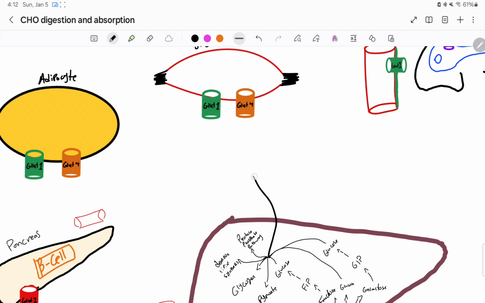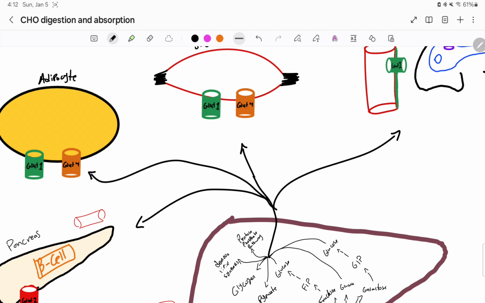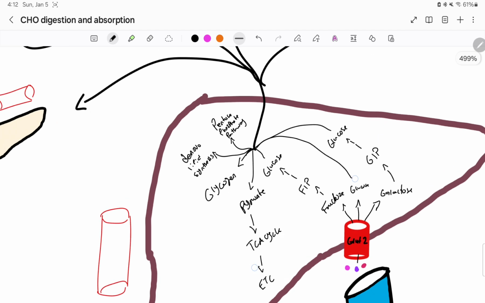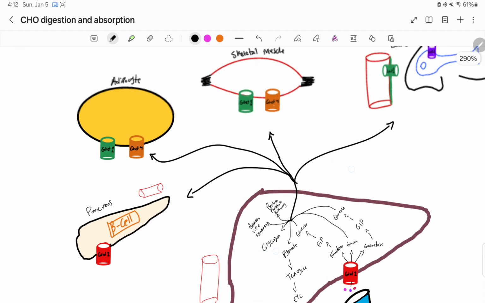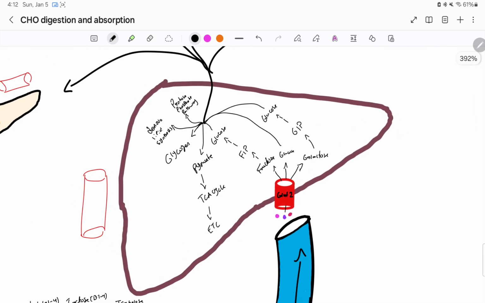Where is it going to push it out to? It's going to push it out to here, here, here, and here. All right. Now, before we go and follow all of these different organs and how they're using the glucose, I have to say something very important.